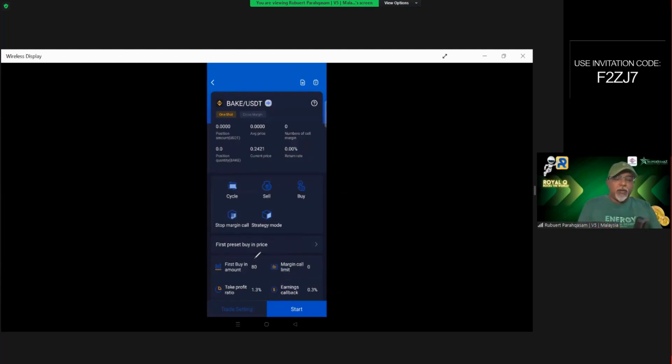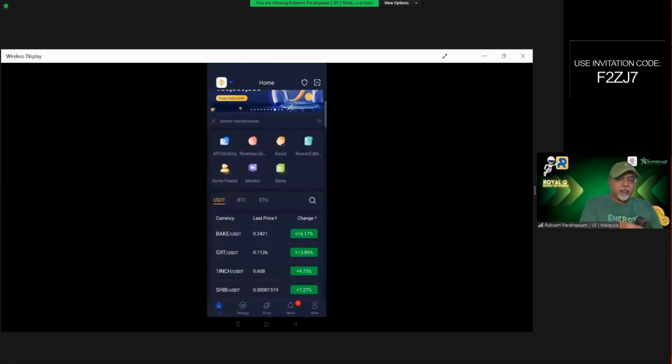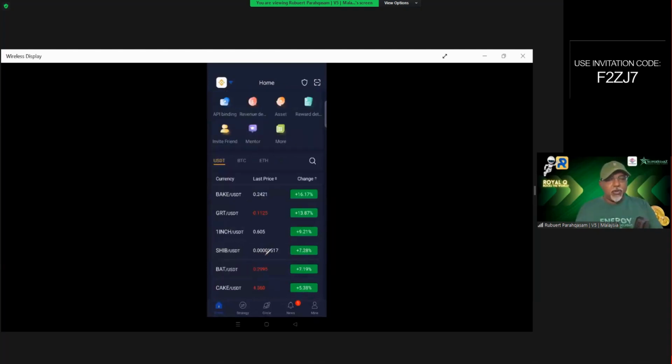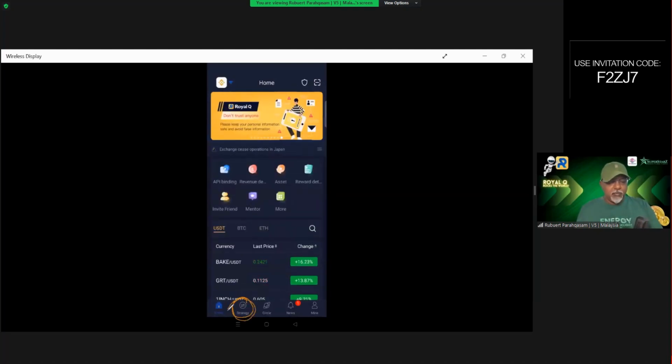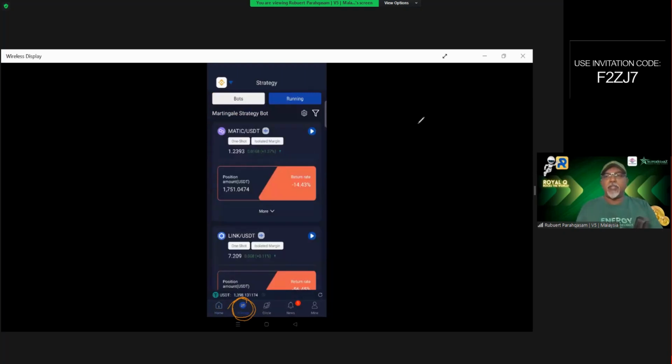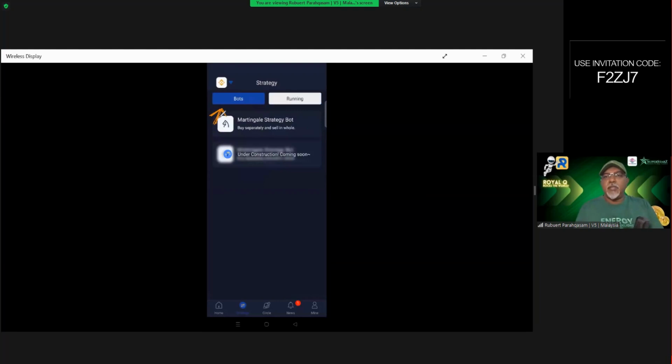This is one way of arriving at this page. The other way of arriving at this page is like this. Earlier on, I went from the list of coins here. I can also go here. I go to strategy. I tap on strategy. After I've tapped on strategy, I can tap on bots. Now we are here. Now you know what to do. Martingale bot.